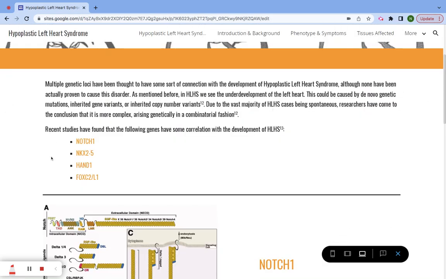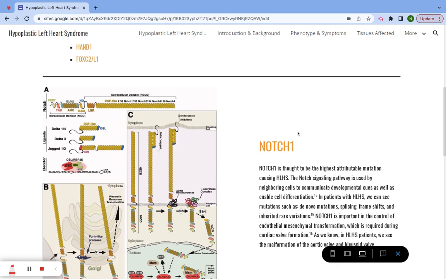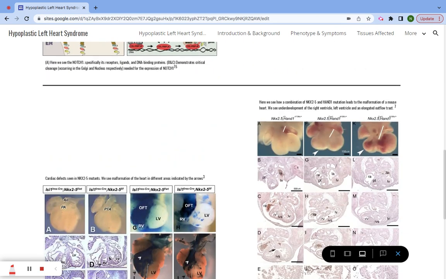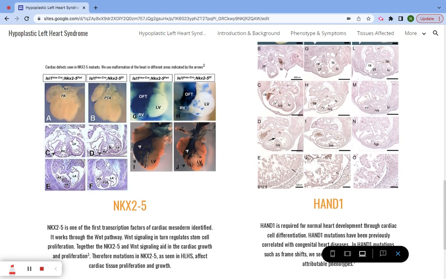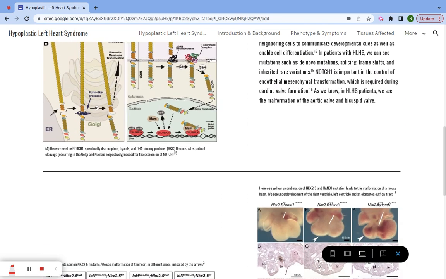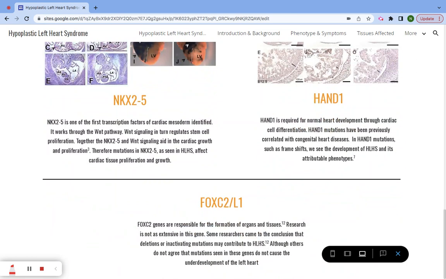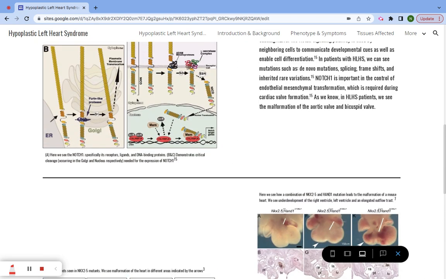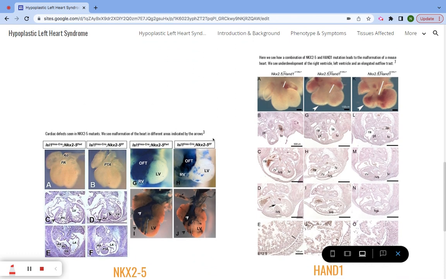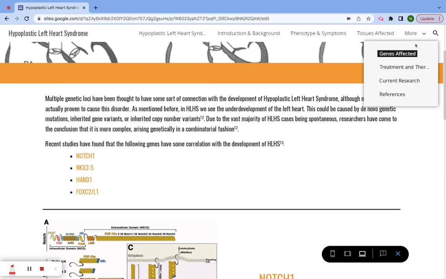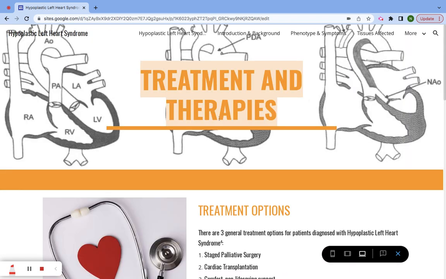And here I listed off the genes affected, Notch1, NKX2-5, HAND1, and FOXC2/L1. I incorporated images for almost all of these genes. It was really difficult finding images for FOXC2/L1. But here I included images that were seen in research articles, seeing how the absence or mutation of these genes causes cardiac malformation, and this is what we see in all of these images here. We're going to move on to the treatments and therapies.